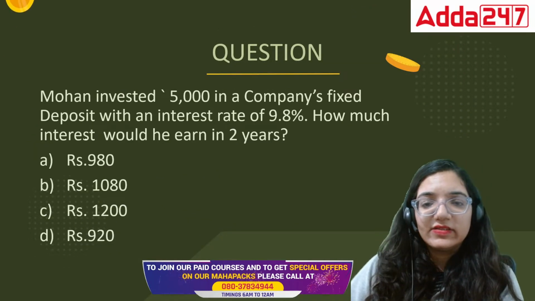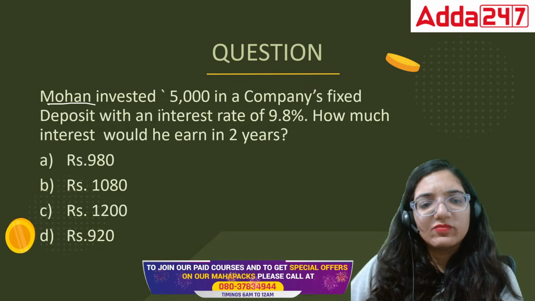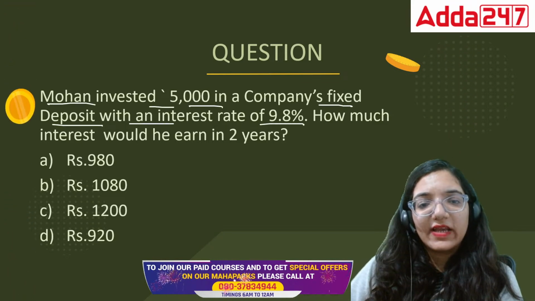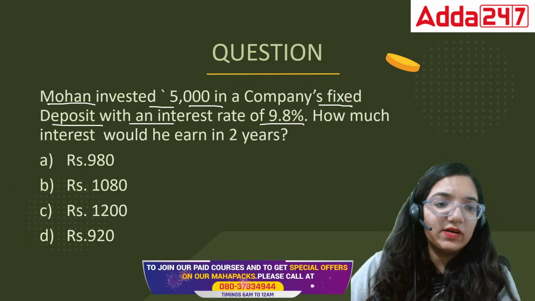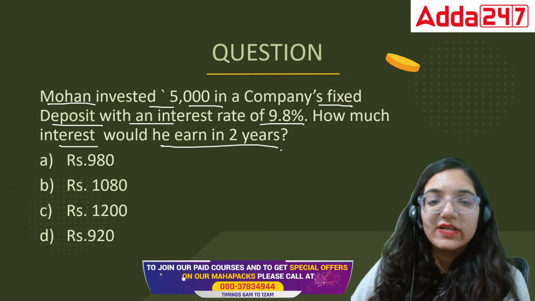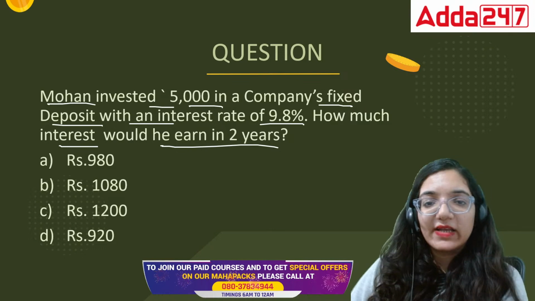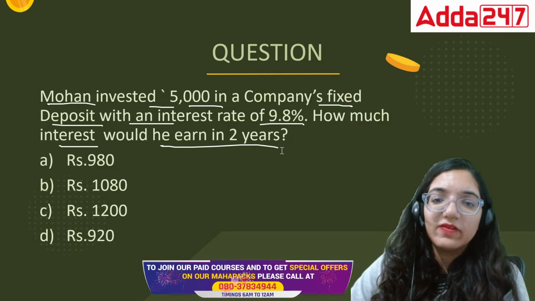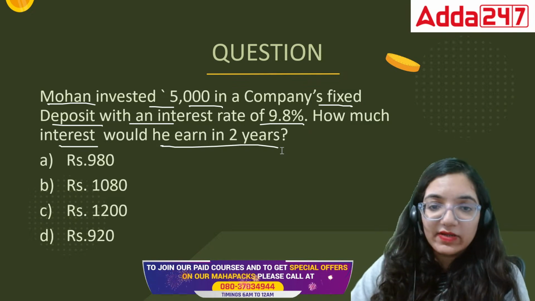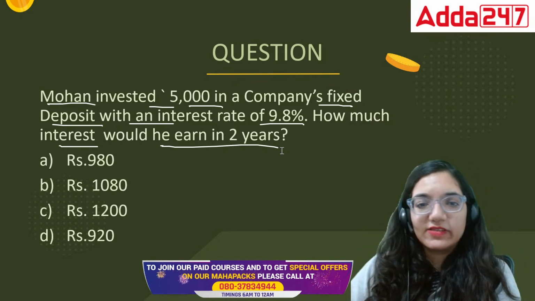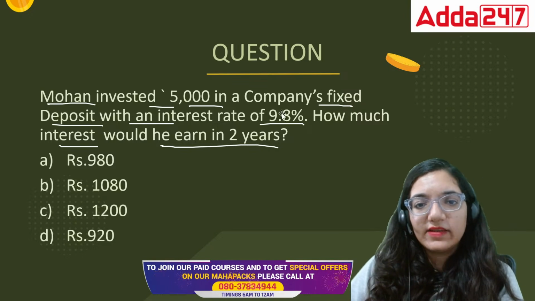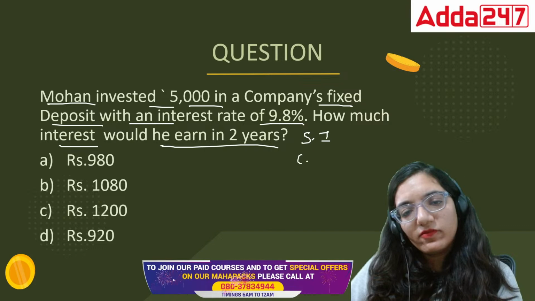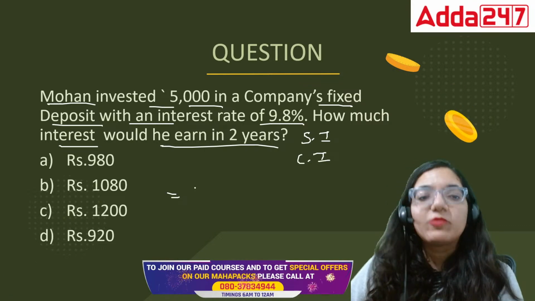Achha, next, this specific question says Mohan invested 5,000 in a company in an FD with interest of 9.8%. How much interest would be earned in 2 years? As such, when we talk about banks, whenever they are using FDs, FDs are always in terms of compound interest. This question should specify it, so I'm just specifying it. What if this question is of simple interest, and let's solve it as per compound interest as well. What would be the difference there?